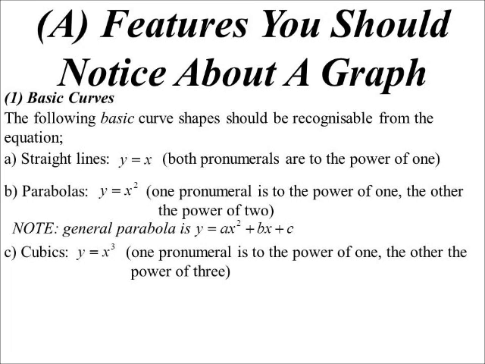Then of course cubics, power of 3. So we see one of the pronumerals to the power of 3. Now the basic shape of a cubic depends. Now there's a general one, ax cubed plus bx squared plus cx plus d.